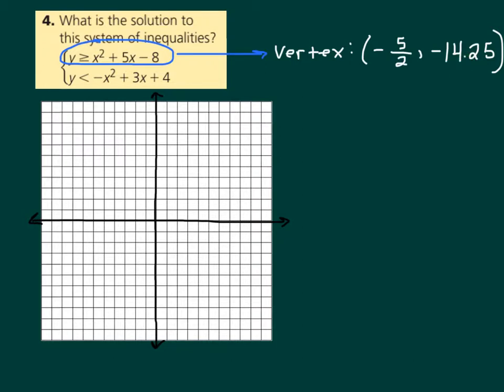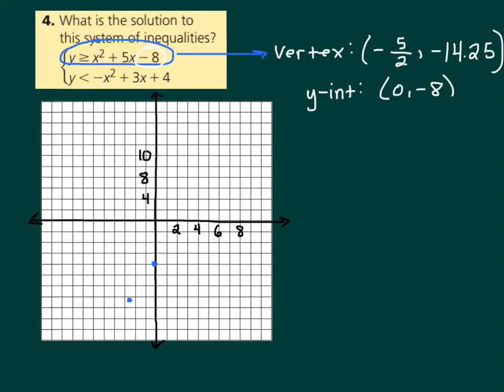On my graph, the y-axis, each block is going to be 2. X-axis, each block is going to be 1. So my vertex for this first quadratic is at negative 2.5, negative 14.25, which is going to be right about there. How do I finish graphing this particular parabola? I will tell you that we can find the y-intercept easily. The y-intercept of any parabola in standard form is the c value. 0, negative 8. Right there.